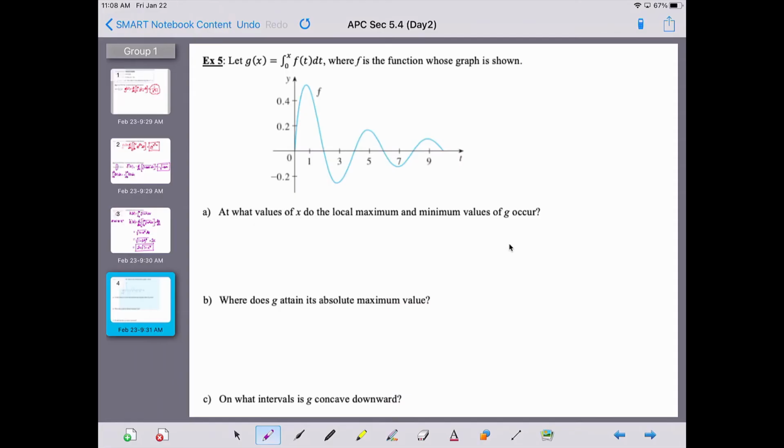Our last example today has multiple parts. Example 5 says, let g of x be the integral from 0 to x of f of t dt, where f is the function whose graph is shown.